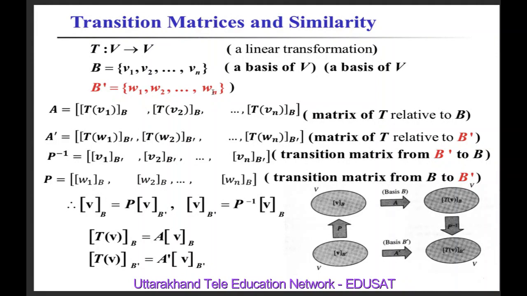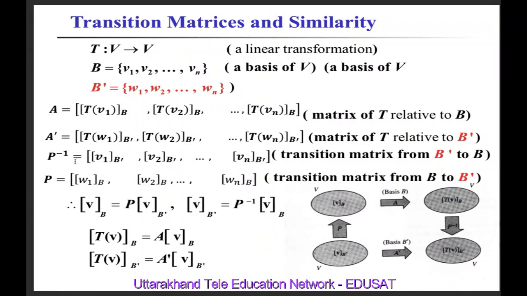Let A equal [T(v1)]_B, ..., [T(vn)]_B. This is the matrix of T relative to basis B. A' is equal to [T(w1)]_B', ..., [T(wn)]_B'. This is the matrix of T relative to basis B'.